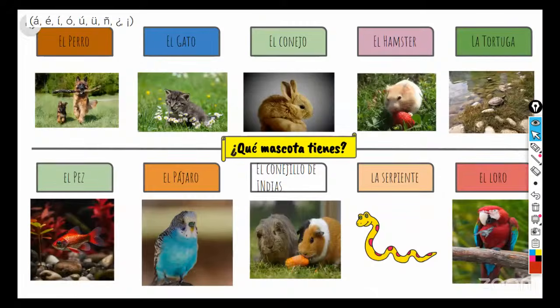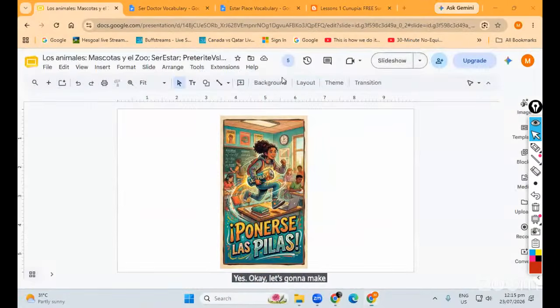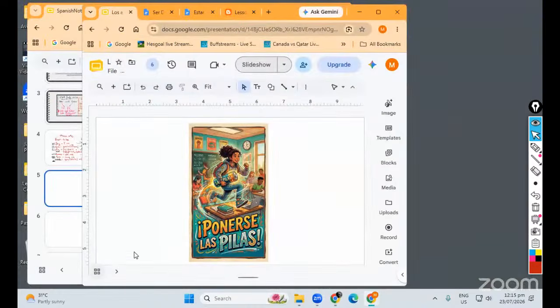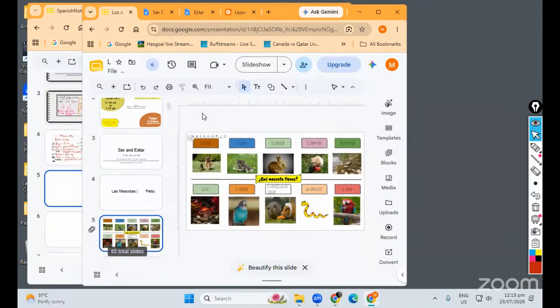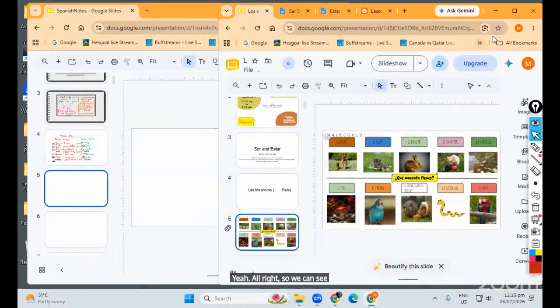Right? Okay, we're gonna go to the next one. So loro for parrot and pájaro for bird. Okay, we're gonna make a list on the next slide. Wrong picture here. All right, so we can see our pictures again. Let's push them over here.